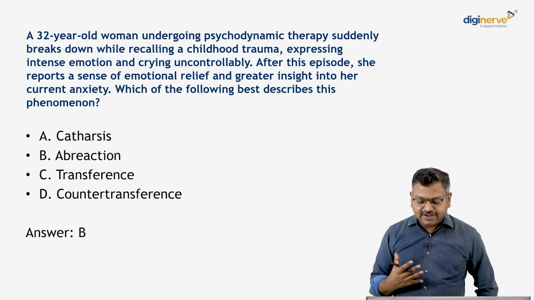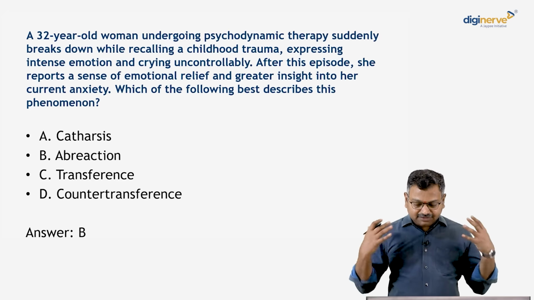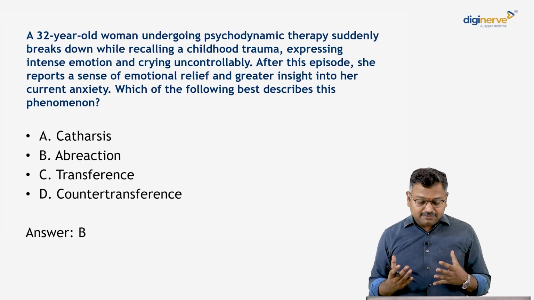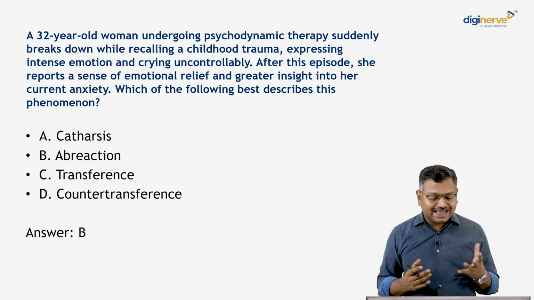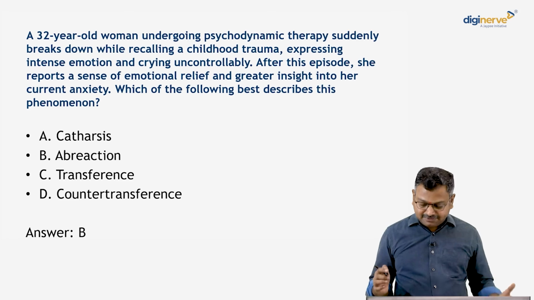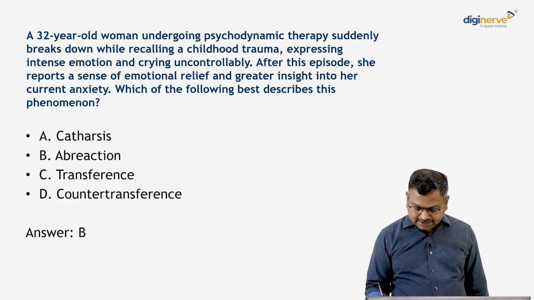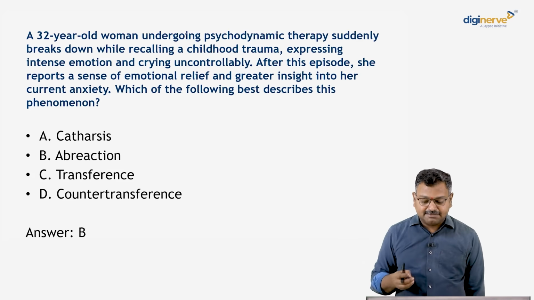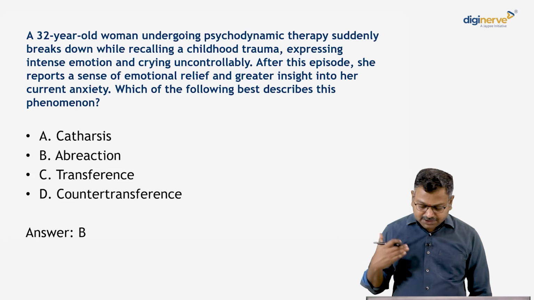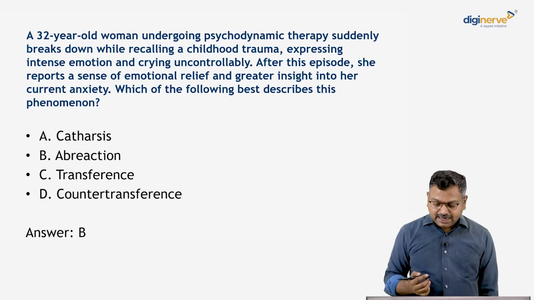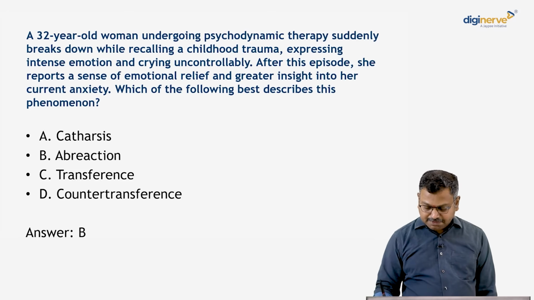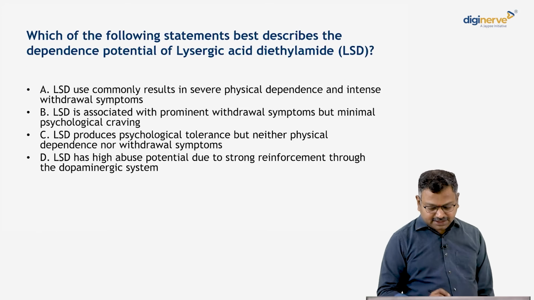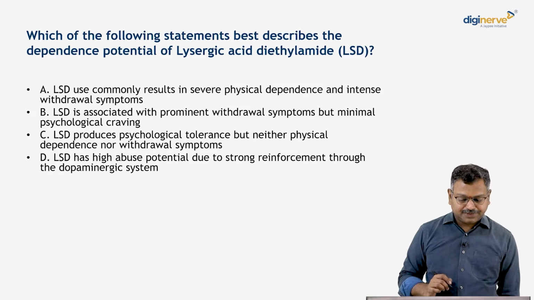Now, abreaction is where there is an emotional release. After that, the patient feels better. Now, you have the other approach like catharsis. Catharsis is a broader term for emotional release, but abreaction is a part of catharsis where a particular memory comes. Transference is where you project the feeling onto the therapist, and countertransference is where the therapist's emotional response is directed toward the patient. So, these are all part of the therapy that we use.